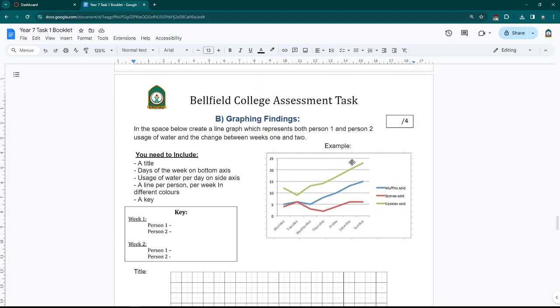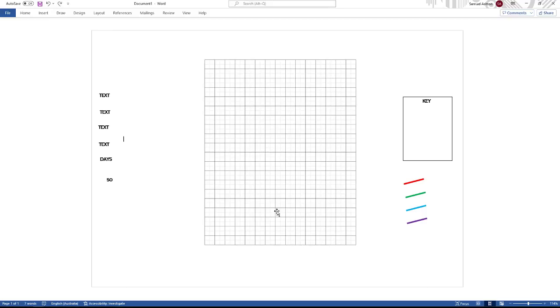So this is an example of a line graph here. This is vaguely what it's going to end up looking like. But because my printer is actually not working today, I'm going to be completing mine on Microsoft Office Word. But the exact same steps that I do here on the screen, you just need to replicate them on the page. It's very simple and straightforward.